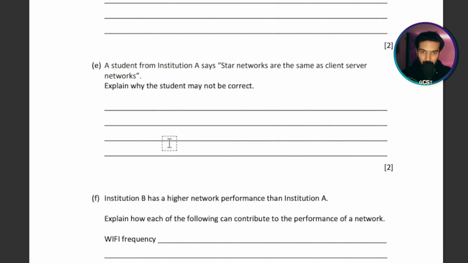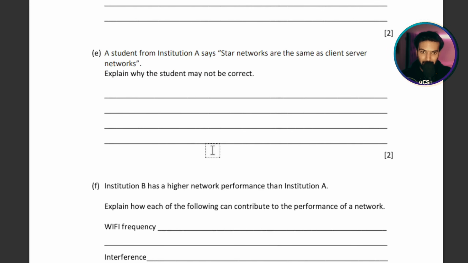Now, part E, a student from institution A says, star networks are the same as client-server networks. On paper, these two seem the same, but they're not. Let me tell you why. Star networks, or that's a topology. What a topology is, it describes how devices are physically connected. A network model, on the other hand, describes how the data and resources are shared on a network.